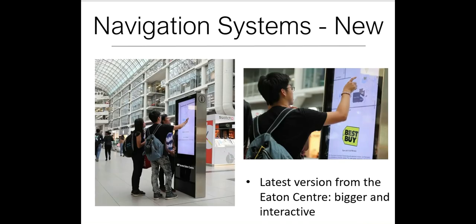Here's a much more recent one. This is actually from the Eaton Center. And as you can see, they are bigger and they're much more interactive. And in fact, they are draggable and scrollable. They're touchscreen sensitive. The idea is that you can not only type in information, but you can also drag information around and also determine where it is that you're likely to go.